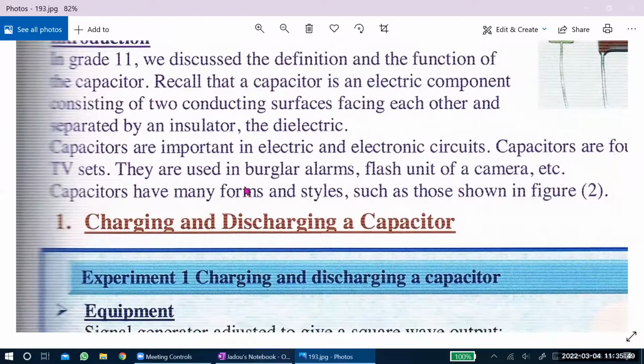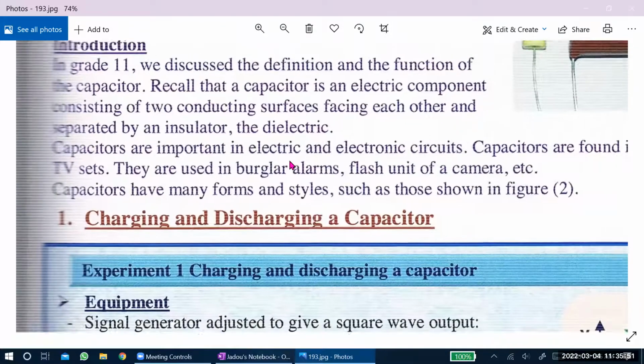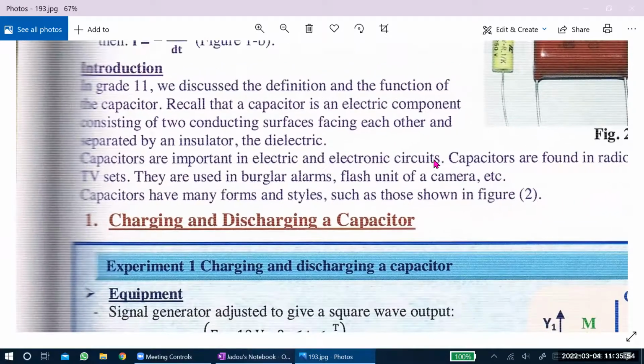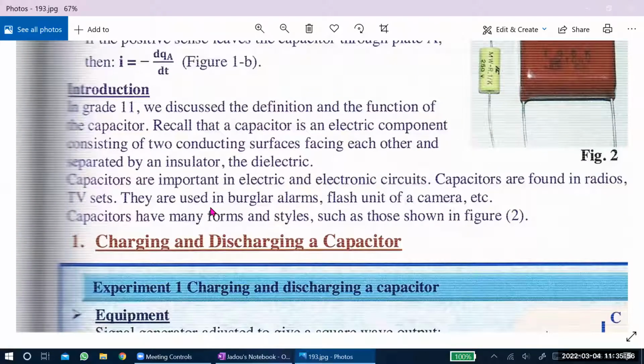And they said here that capacitors are important in electric and electronic circuits. Capacitors are found in radios and TVs. They are used in burglar alarms, usually the alarms placed in some factories or other buildings. The flash unit of a camera, maybe using your phone also: once you take a picture using your flash, the moment the flash provides this light takes about milliseconds. The capacitor will be doing this job. It's not the main battery, okay?